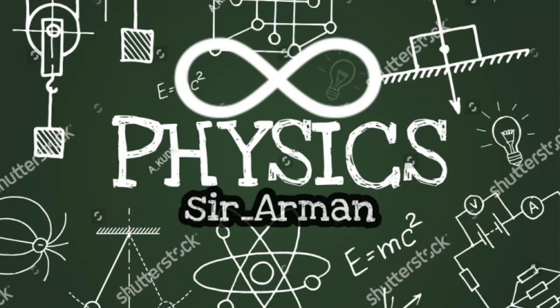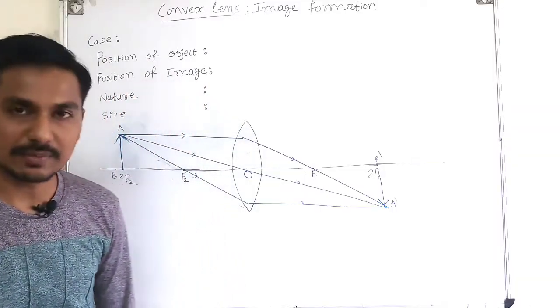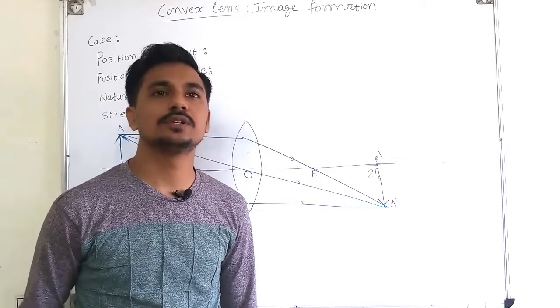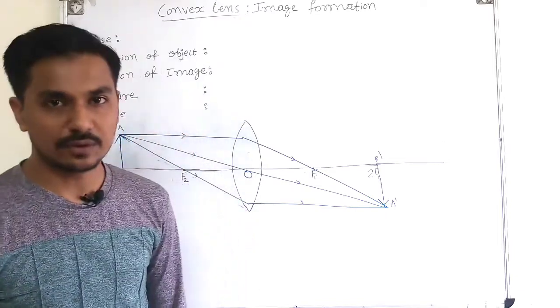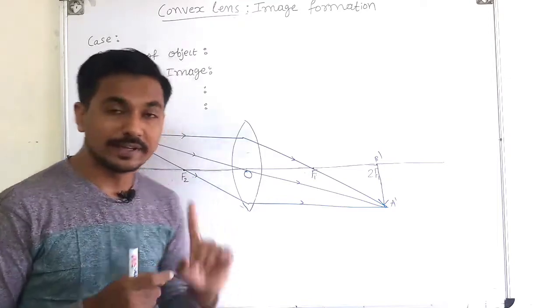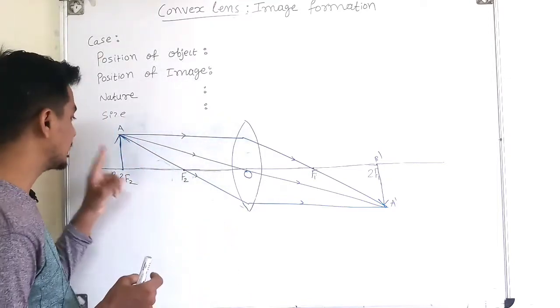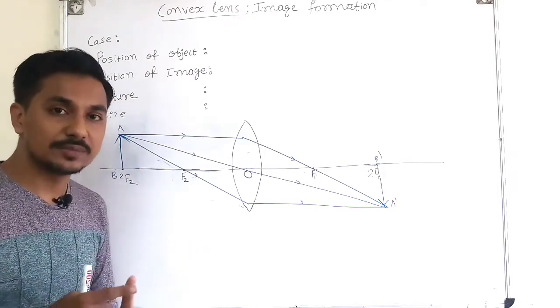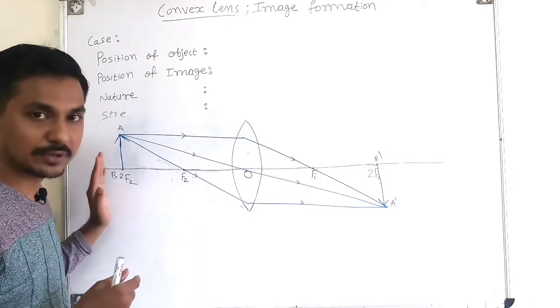In the last lecture, we had a discussion about refraction by lenses, and also we have discussed the image formation by convex lens for the first two cases. That is case number 1, where we placed the object at infinity, and in the second case we placed the object beyond the center of curvature.